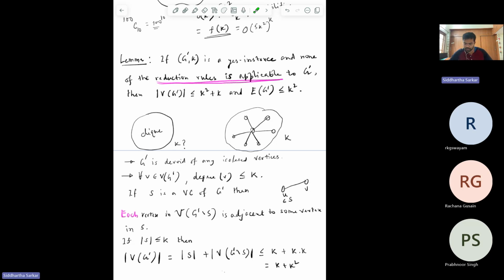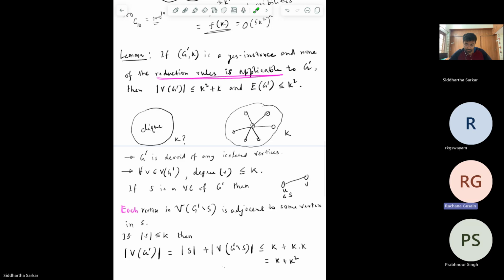Is that clear, Rachana? Yes, it's clear. Okay, thank you. Also, this proves the number of edges is bounded by order k square, because after all the reduction rules are applied, every vertex in S is adjacent to at most k vertices. We are partitioning into a set S, and G prime minus S is an independent set.